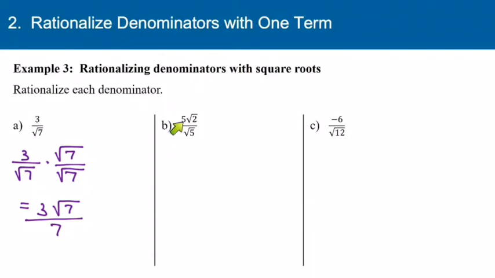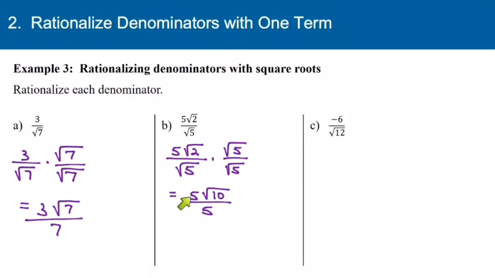Now let's look at part B. So we have 5 times the square root of 2 divided by the square root of 5. And remember, we want to just remove the radical from the denominator. See, it says rationalize the denominator. So I'm going to, again, take advantage of the fact that square root of 5 times itself is 5. So I'll start with my original expression, and I'll multiply top and bottom by square root of 5. Now, in the top, 5 times the square root of 2 times the square root of 5 is just going to be 5 times the square root of 10. And in the bottom, square root of 5 times itself is 5.